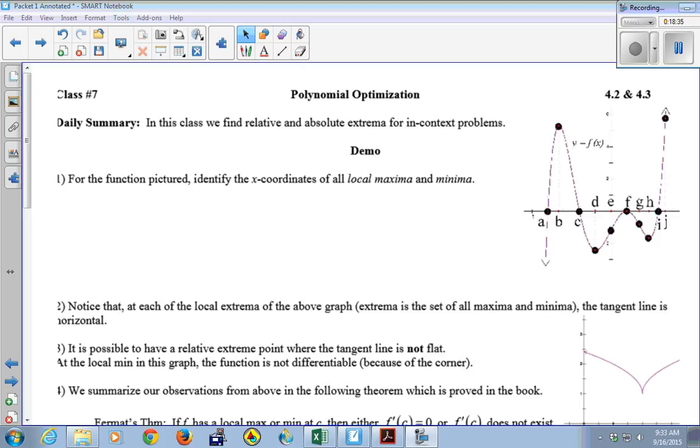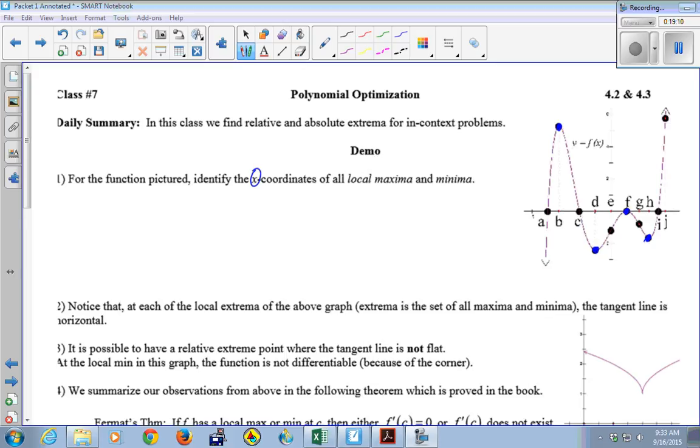All right, so for this function, I want to identify the x coordinates, just the x coordinates, of all the local maxima and minima. So first I'm just going to mark them, right? I've got one here, here, here, and here. They're local maximums and minimums. Think of them as like peaks and valleys in a mountain range. They may not be the highest or lowest, but they're peaks, right? Peaks and valleys. So I've got 4 of them marked here, local maxima and minima.